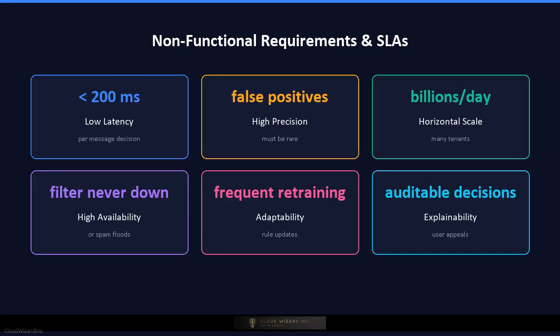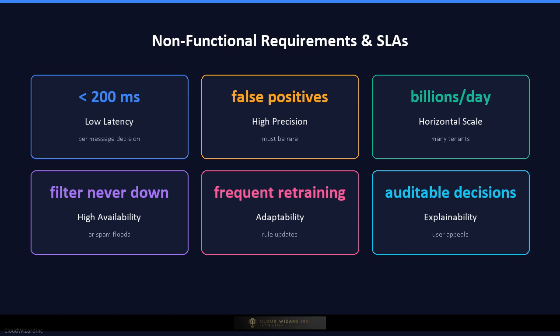Now the non-functional requirements. The filter must be extremely low latency. Email delivery or comment posting should not be blocked for more than a few hundred milliseconds. It must be highly accurate, with a very low false positive rate, because legitimate messages wrongly blocked are worse than occasional spam slipping through. It must scale horizontally to support billions of messages per day across many tenants and regions.